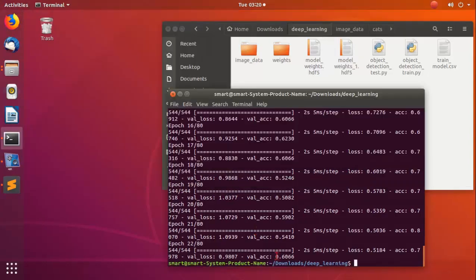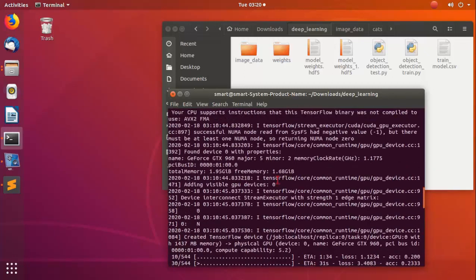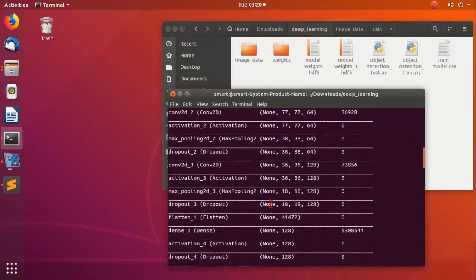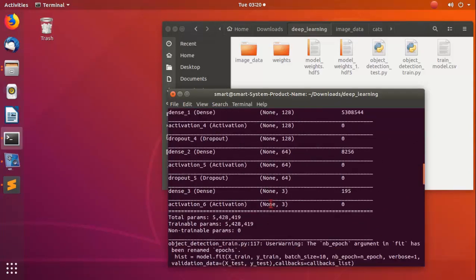If you noticed, the validation accuracy of our model is much less than the training accuracy. This is due to overfitting, and I used a very simple CNN model to train our data. This is our model.